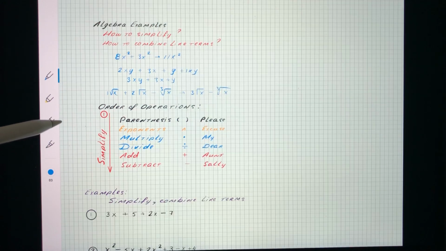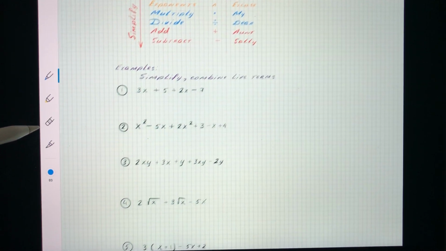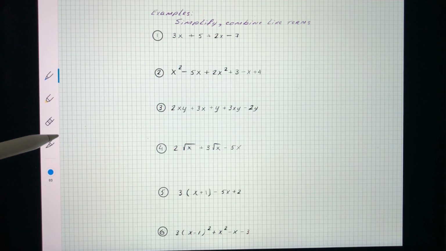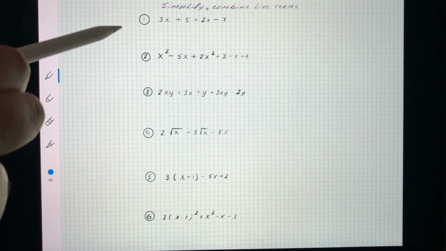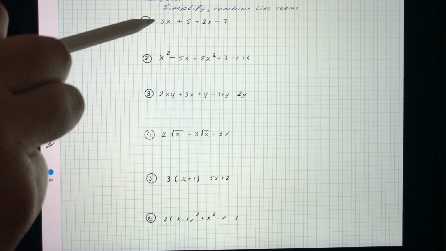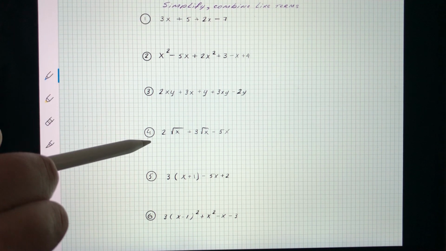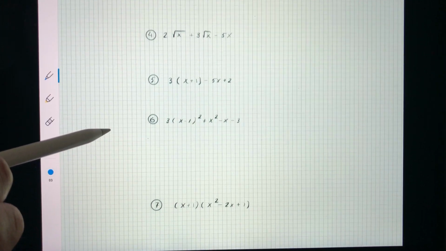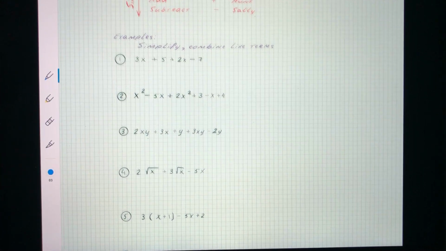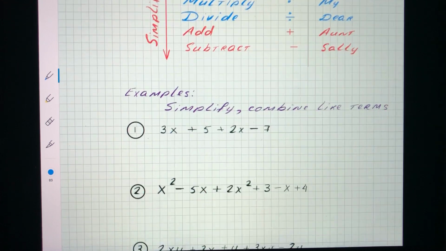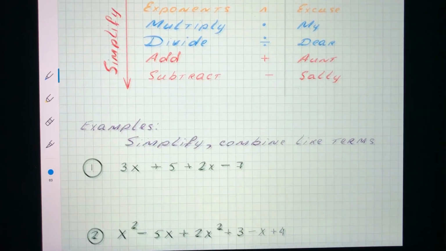I'm going to zoom in and look at all of them at once, and then we will start. So here are some examples. There are 7 of them, and in this video let's look at the first 4: 1, 2, 3, 4, and then in the next video let's consider the last 3. So here are the first 4 examples following the order of operations.